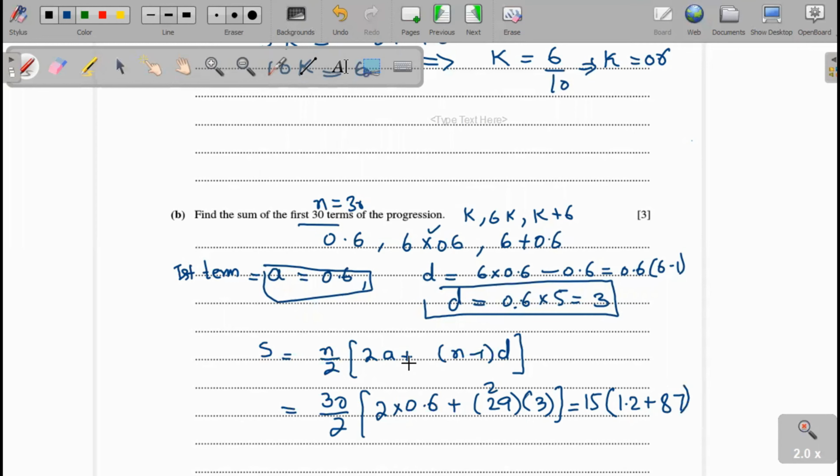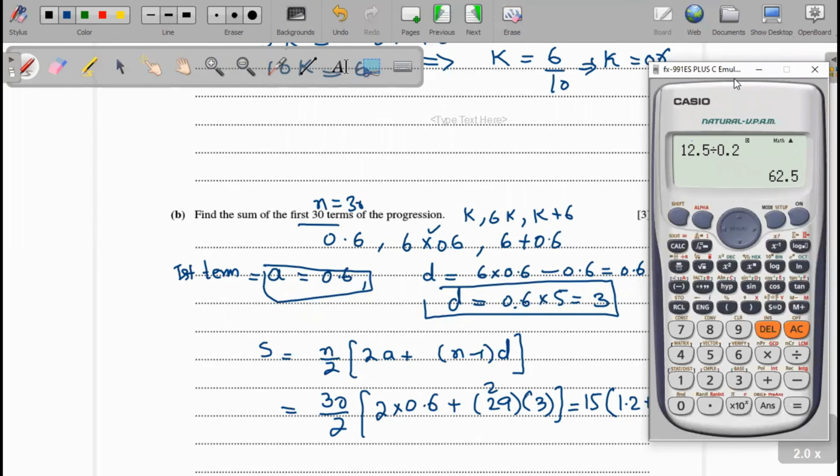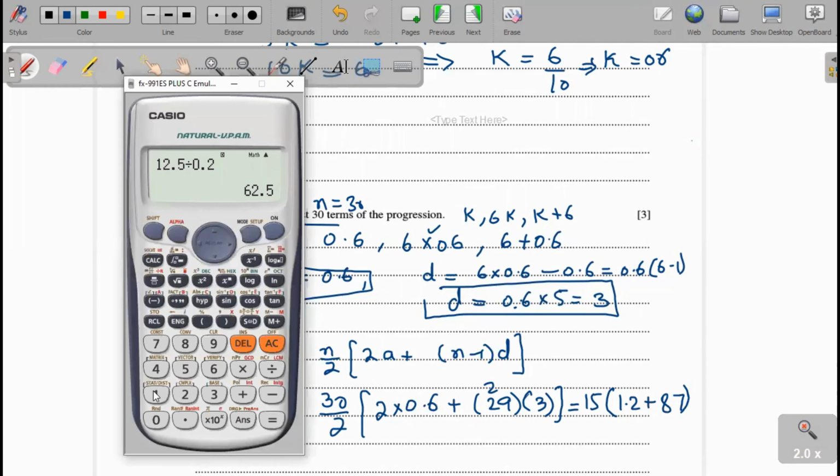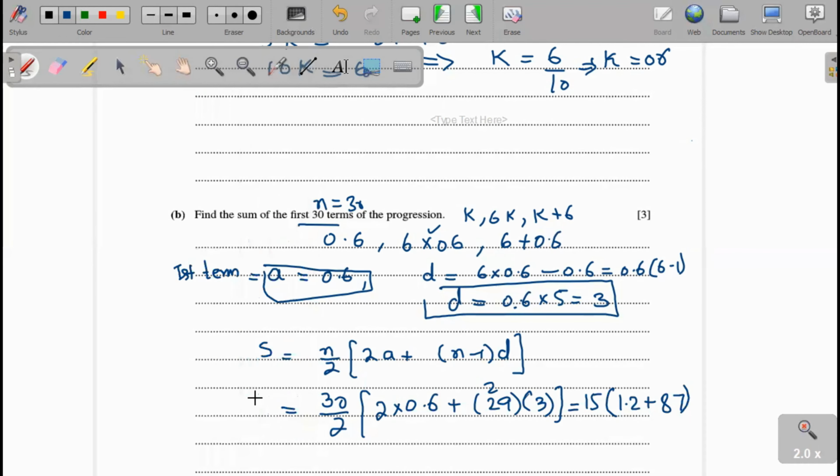Now we calculate the answer. 15 times (1.2 plus 87) is equal to 1323. S30 will be equal to 1323, that is the answer. Now we go to the next question.